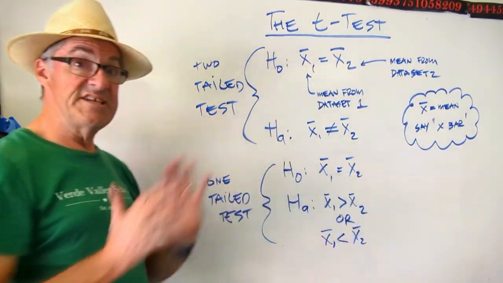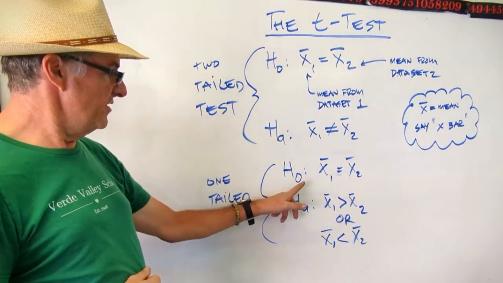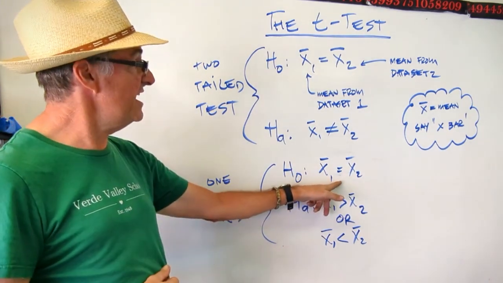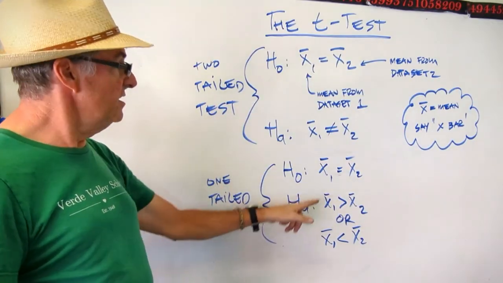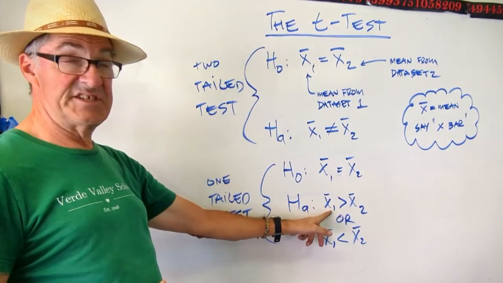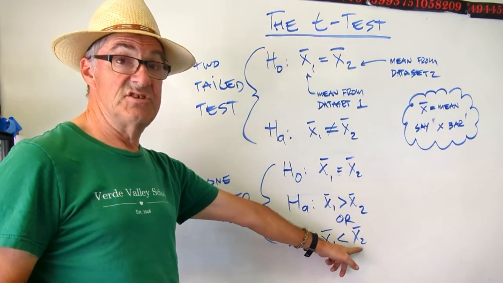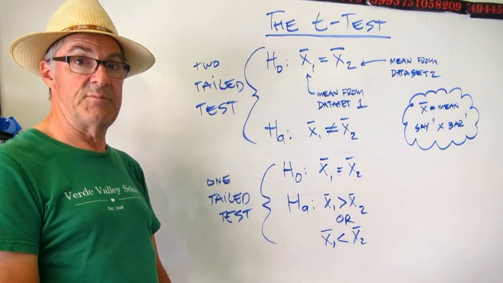Okay, the 1-tailed test goes a little further. The HO is the same as the HO for the 2-tailed test. But instead of saying that it's not equal, we're going to say that the mean for data set 1 is bigger than data set 2 or less than data set 2. And we're going to take a look at what that means in the context of doing a couple example problems.